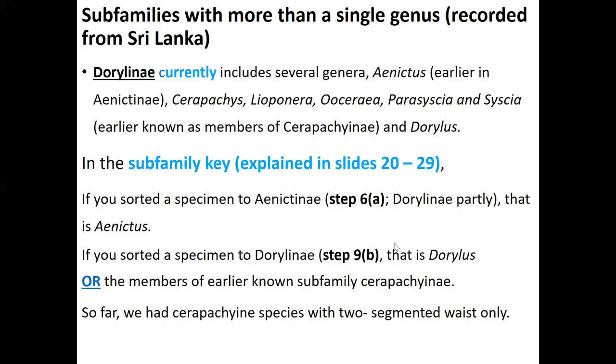So I'm not bothered about teaching you how to sort them to the genus level, but I must mention these three because in my key there are two places where you sort Dorylinae. If that happens at step 6A, that is Anictus. If that happens at step 9B, that is Dorylus or the members of the earlier known subfamily Serpentinae.